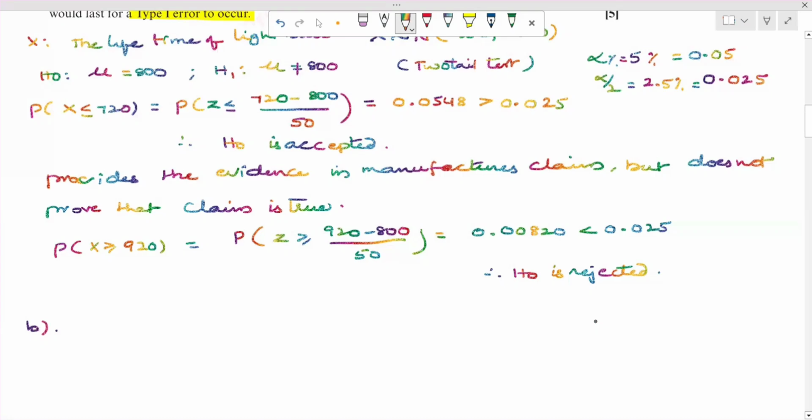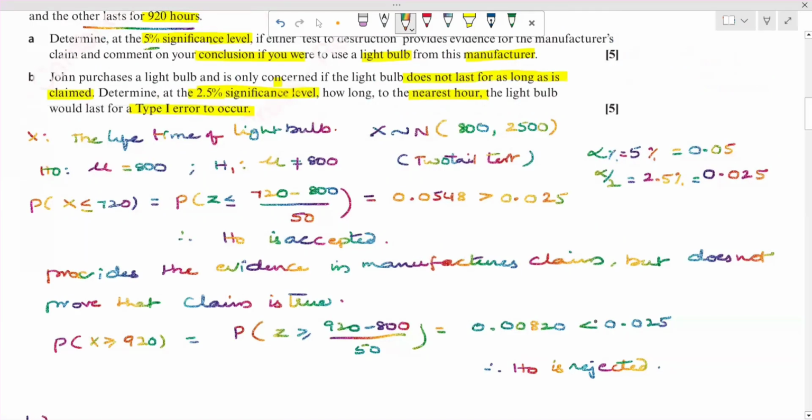Let me read the question once again. John purchased a light bulb and is only concerned if the bulb does not last for as long as is claimed. Determine, at a 2.5% significance level, to the nearest hour, how long the light bulb would last for the type 1 error. Okay? So what is it over here in the B part?